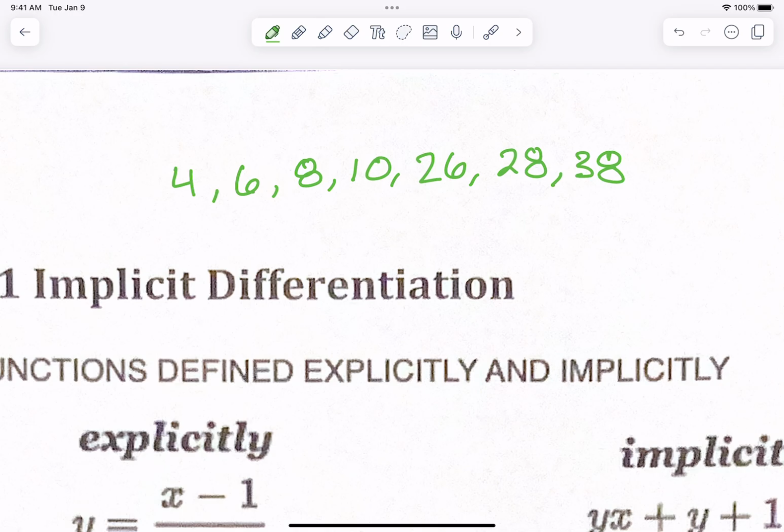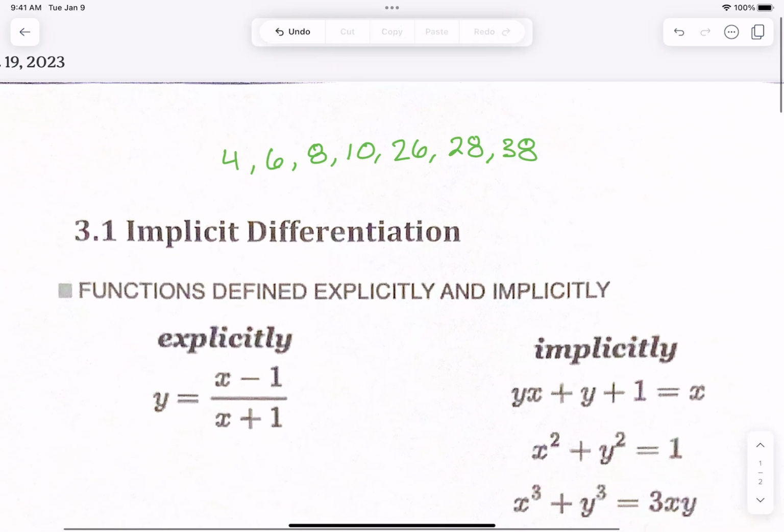All right, hello, Reese. We are starting implicit today. We are starting implicit. And this gets to be a little hairy. I'm not going to lie to you, but as soon as you got it, you got it. It's okay. Okay?